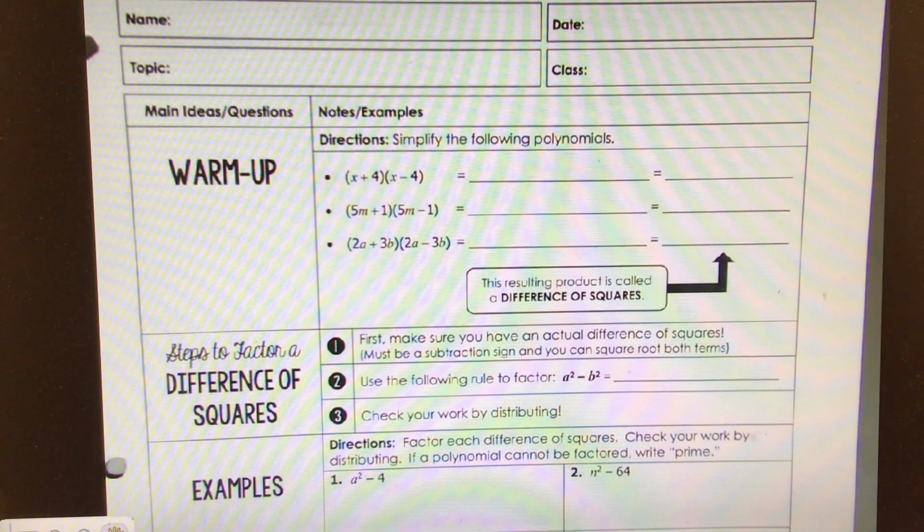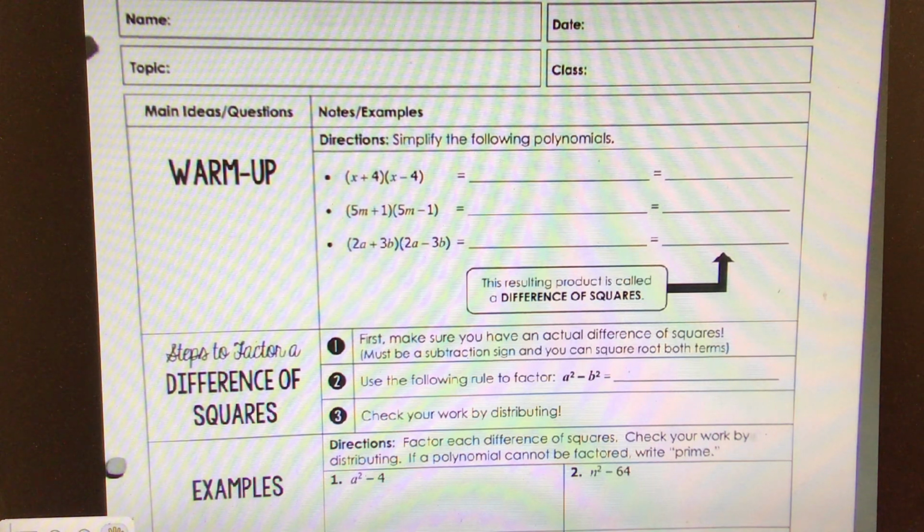Hi, difference of squares. So this is lesson 6, and it is the difference of squares, and hopefully you will soon find out why we call it difference of squares. You will hear this in algebra used all the time.